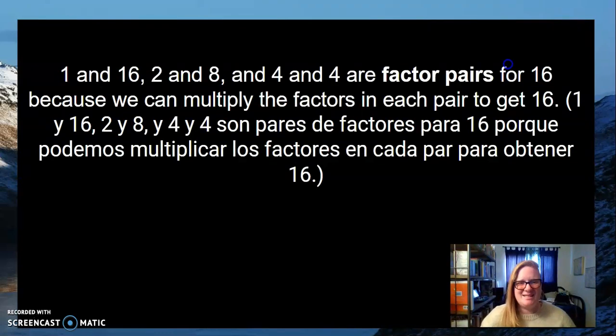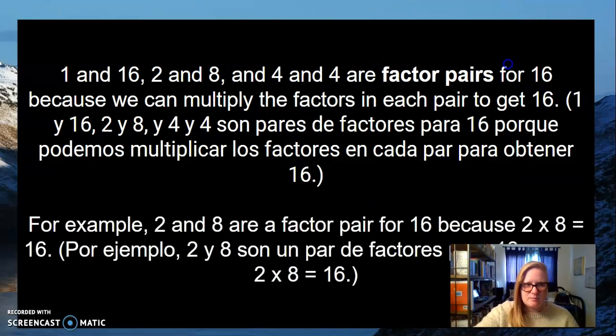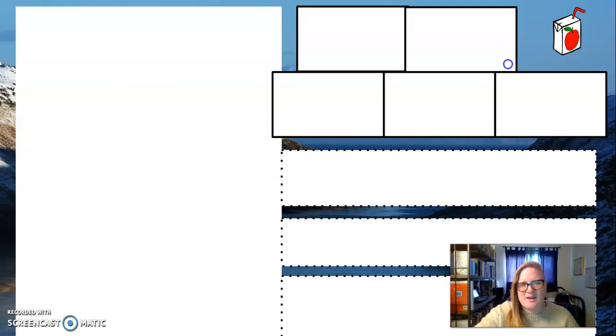So 1 and 16, 2 and 8, and 4 and 4 are factor pairs for 16 because we can multiply the factors in each pair to get 16. 1 times 16 is 16. 2 times 8 is 16. 4 times 4 is 16. For example, 2 and 8 are a factor pair for 16 because 2 times 8 equals 16. I just did all that.